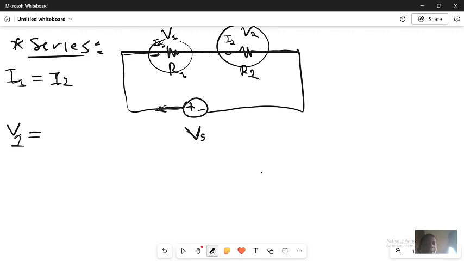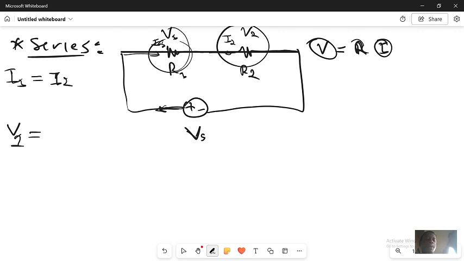If I want to find V1, since they are in series, the voltage across this one is not the same as across that one, except if the resistors are the same. Because the same current flows, and from Ohm's law V equals RI, if the resistors are the same, the voltage will be the same. Otherwise, they will never be the same. So how do we determine the value of V1?